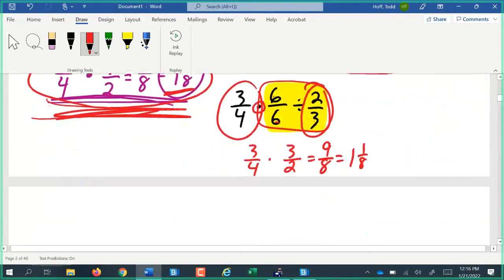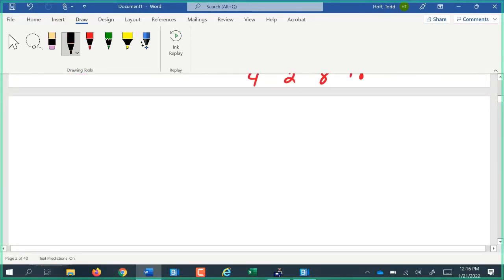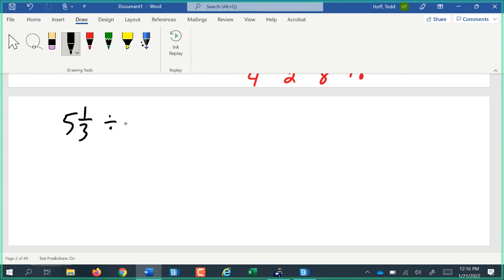Again, let's jump up to some mixed numbers. I have 5 1/3 divided by 1 2/5. Just like with multiplying, we're not going to divide with mixed numbers. We're running a little short on time, so I won't show you the long process there, but there is one. It's just not very pretty. So let's change these into improper fractions.